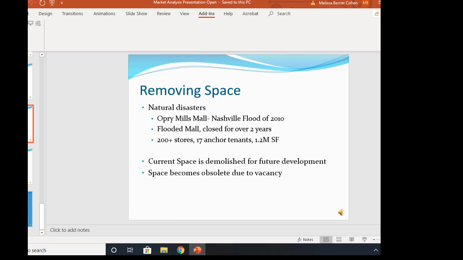Another reason or cause for removing space is that it's demolished for future development. So someone came in and bought it and they don't like how it's set up, so they demolish it and then they're going to redo the space completely. And another reason is it becomes old. Space becomes obsolete due to vacancy. Maybe it's in a part of town that people have moved away from, and retail and office spaces have moved away from, and it's just no longer necessary. After a while, buildings don't last forever, and so they just become obsolete, because they're empty and nobody buys them.